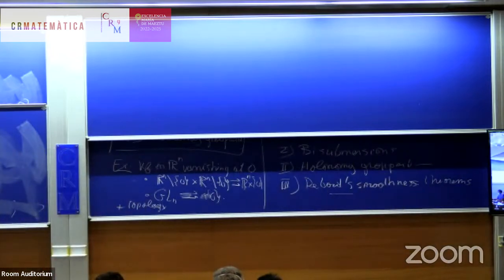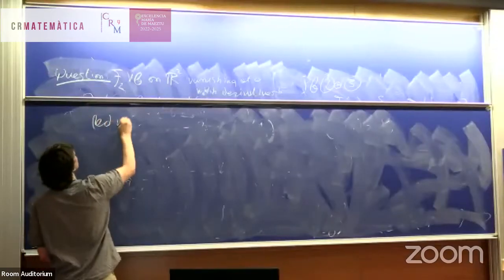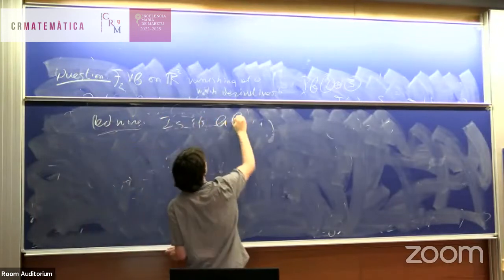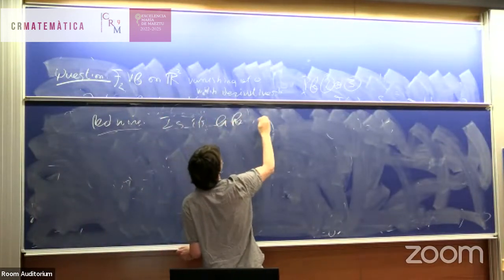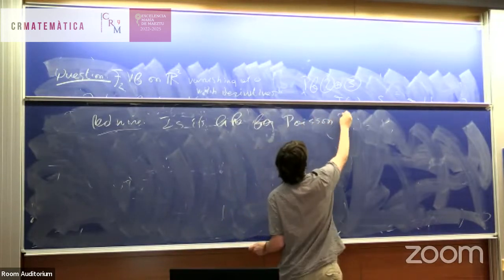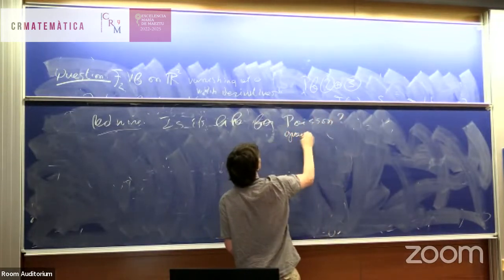Okay. So, what do we say, field director? I forgot to check the translation. Is it like in Poisson geometry? Is it like for Poisson? Is it like for groupoids, for Lie groupoids?